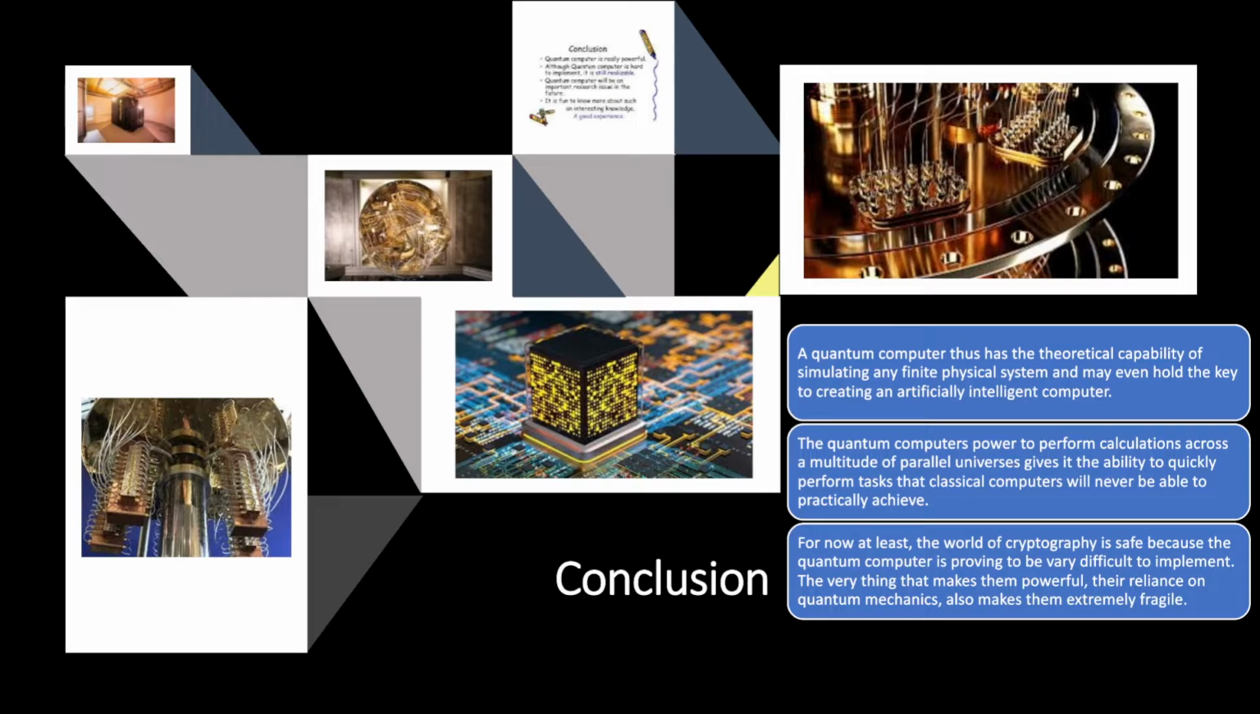In conclusion, I would like to say a quantum computer has the theoretical capability of simulating any finite physical system that may hold the key to creating an artificially intelligent system. The quantum computer's power to perform calculations across a multitude of parallel universes gives it the ability to quickly perform tasks that classical computers will never be able to do practically.